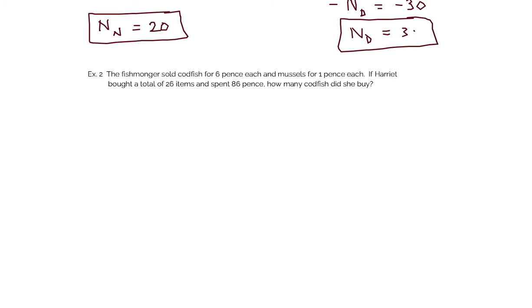For example, this one. The fishmonger sold codfish for 6 pence each. That's the value, right? And mussels for 1 pence each. If Harriet bought a total of 26 items and spent 86 pence, how many codfish did she buy? Okay, the first one's just the number of items. So we have codfish and mussels. So we know that the number of codfish plus the number of mussels equals 26.